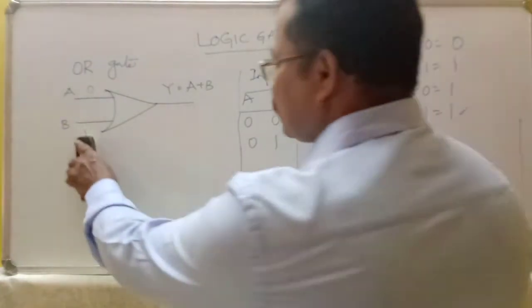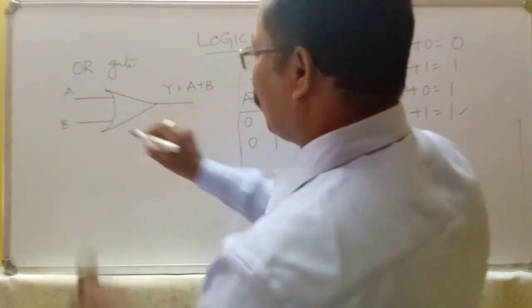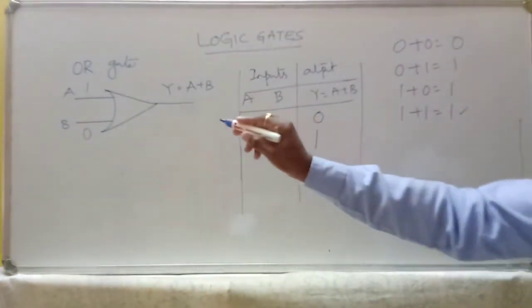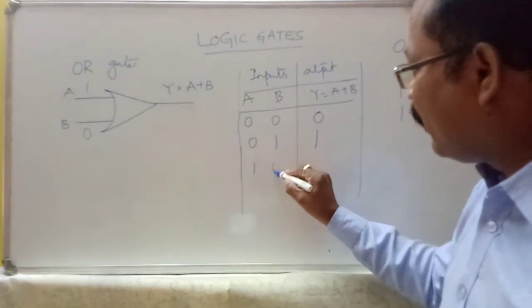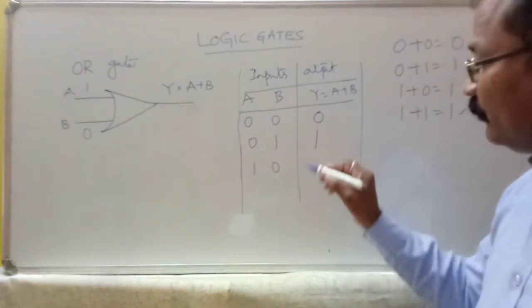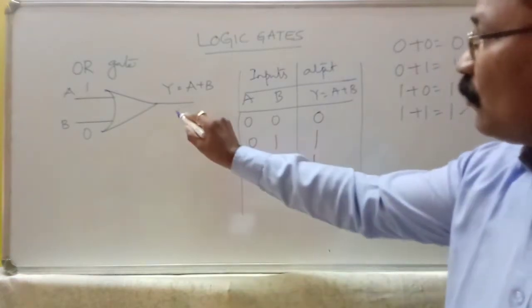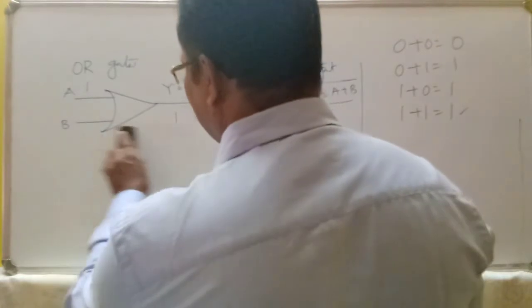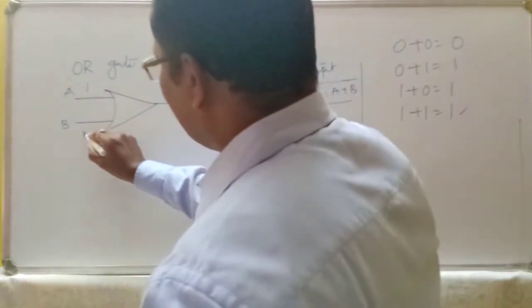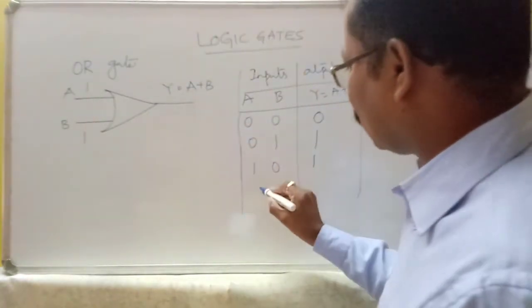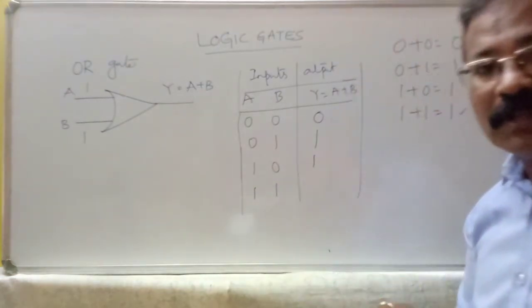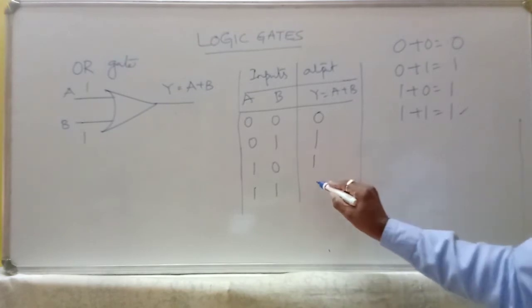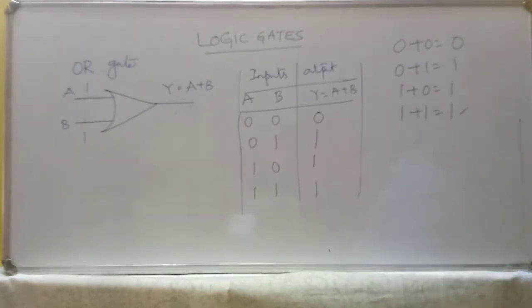In the third case, A is 1 and B is 0. Then the output is 1, A plus B is 1. In the fourth case, A is 1 and B is 1. Both the inputs are 1 and 1. It becomes 1.